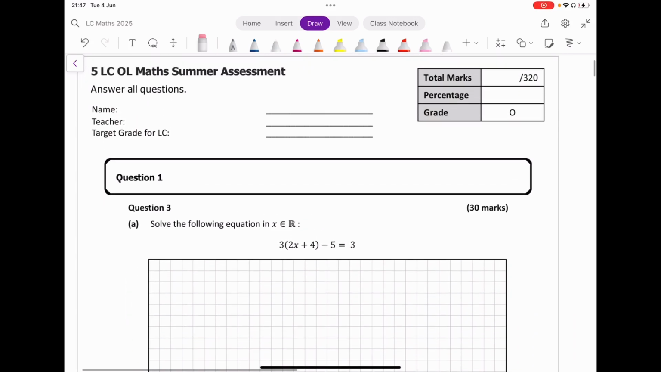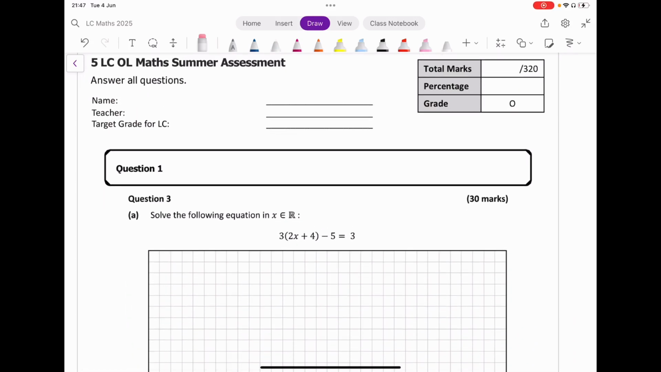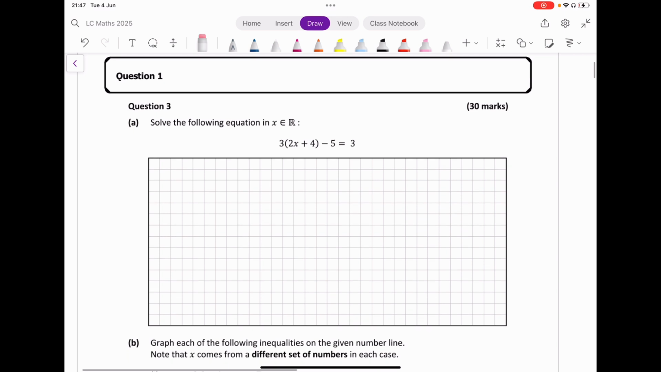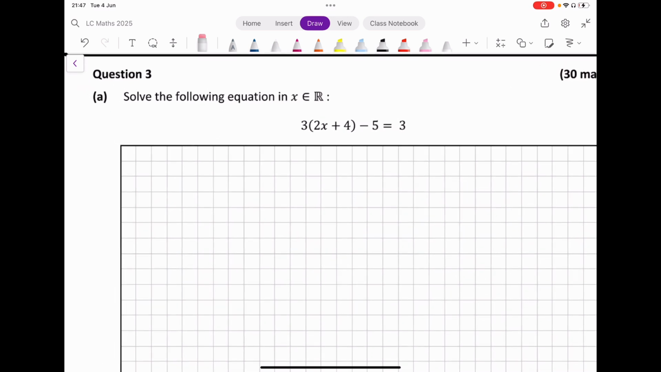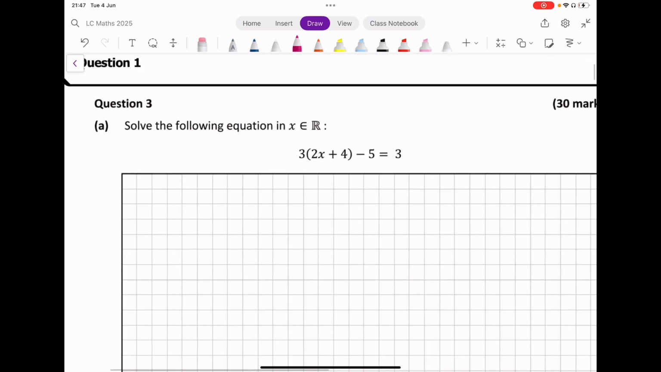So in this video, we're going to have a look at the solutions for the fifth year Leaving Cert Ordinary Level Maths exam for summer. So question one here is asking you to solve. So we're looking for a value, and it's saying that x is an element of R, where R, remember, means our real numbers, and they are all our real numbers. So that's basically talking about all numbers except the complex numbers, okay?